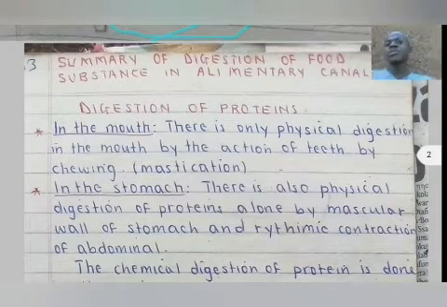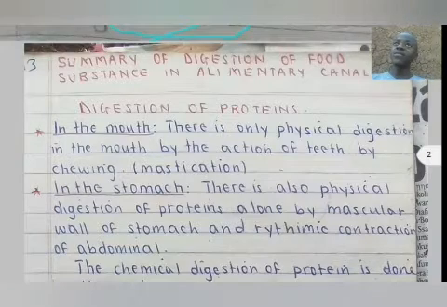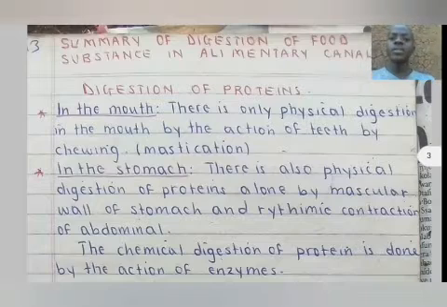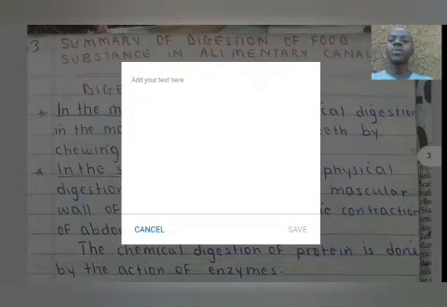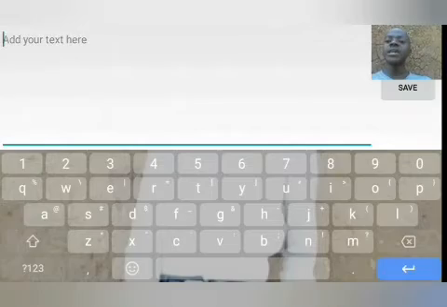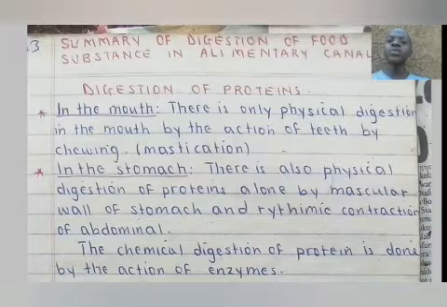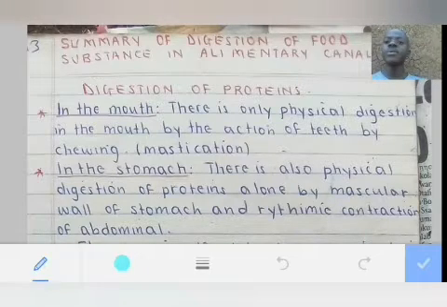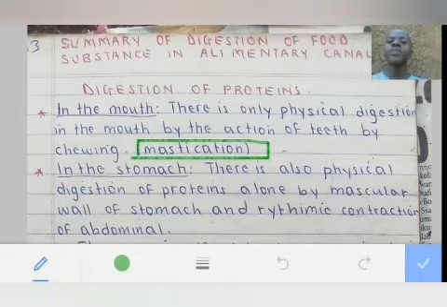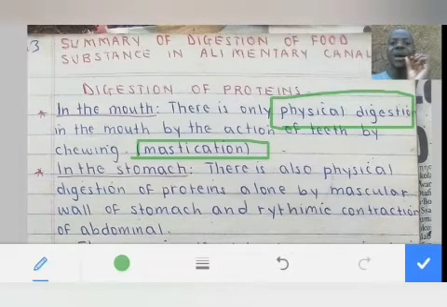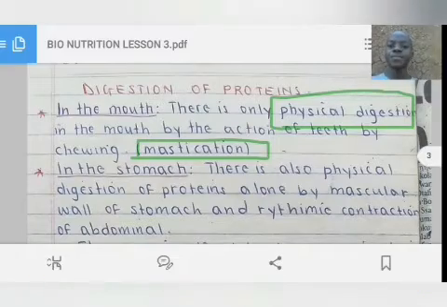What happens in the mouth? Remember that in the mouth, we don't have any enzyme as we looked. So in the mouth, there is only physical digestion, just by the action of the teeth, the process which we call mastication. This process called mastication is the only one that acts on proteins, because in the mouth we don't have any enzyme that can act on proteins. So there is only physical digestion made by the teeth by chewing, the one which you call mastication.